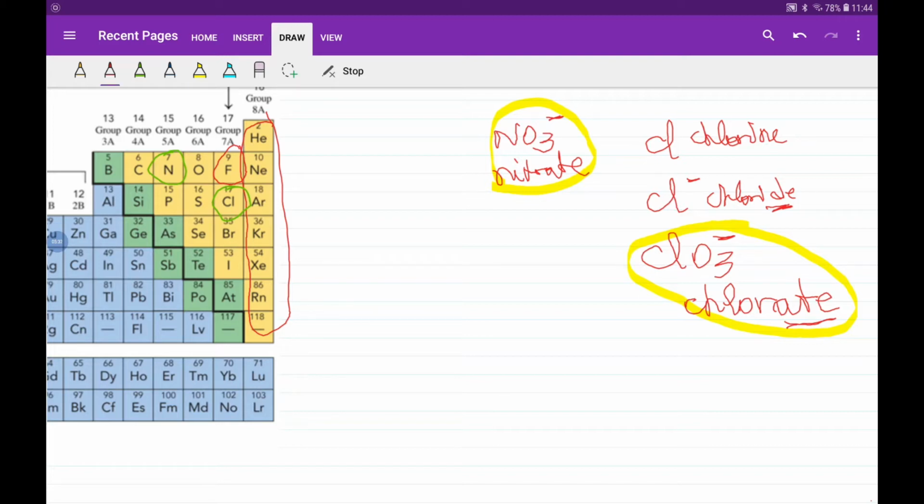So as we move to the left, we are going to keep the same number of oxygens, but we're going to increase the charge. Next to nitrogen, there's carbon. So I'm going to write CO3, it'll be 2 minus. Then next to carbon will be boron, it'll be BO3, 3 minus. This is called carbonate.